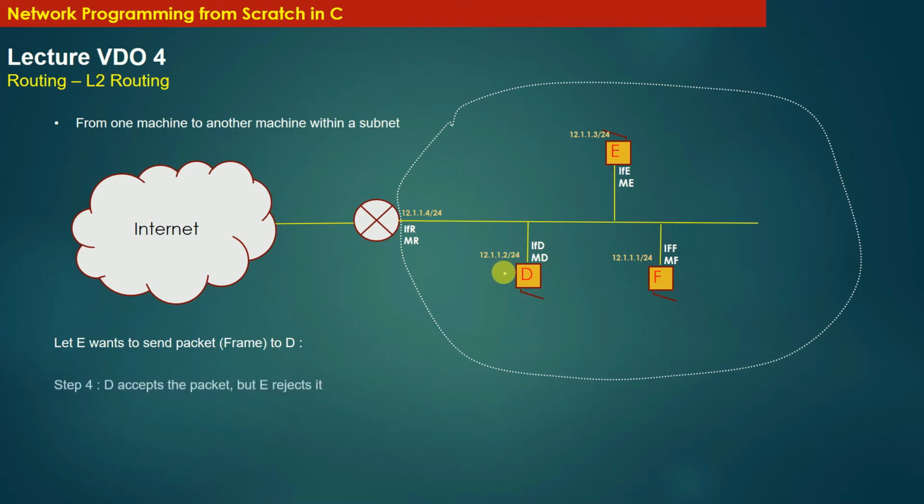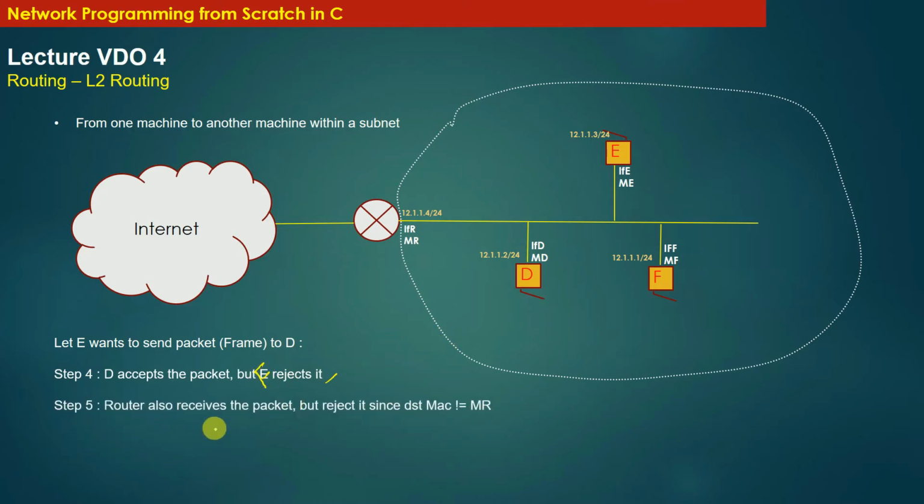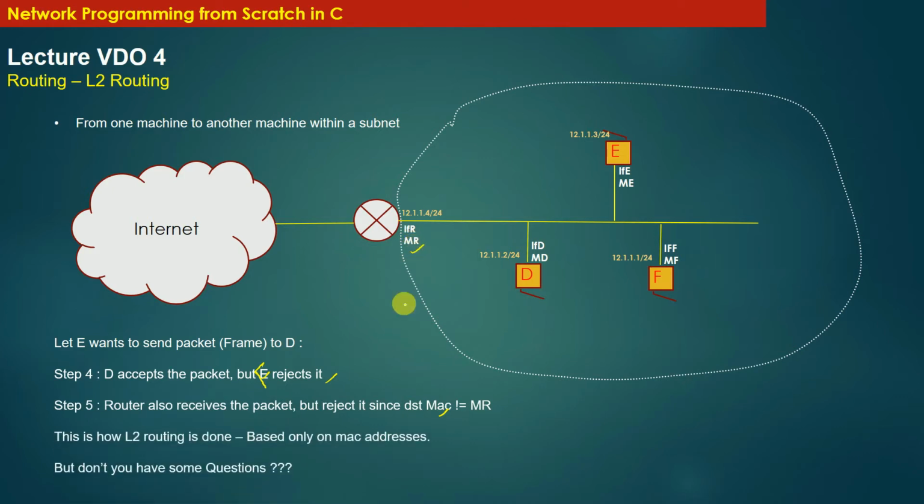As I said, D accepts the packet, but F rejects the packet. The router also receives the packet but rejects it, since the destination MAC address specified in the packet is not equal to MR, where MR is the MAC address of the router interface. So this is how L2 routing is done based only on MAC address. So have we used an IP address anywhere? No, right? Machine E is able to send the packet to machine D based on MAC addresses only.